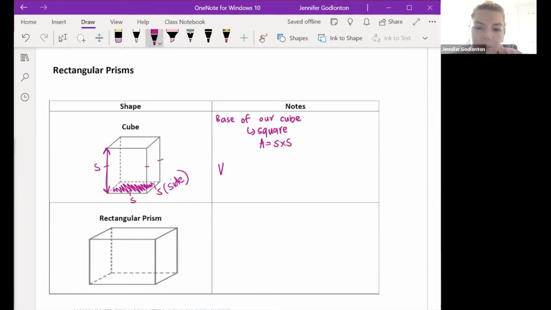So if we're wanting to work out the volume of our cube, it's just going to be side times side, that's our base, times side, which is our height. And another way of writing that is just to say it as side cubed. So we can write it as side times side times side, or we can write it as side cubed. So when we're working out the volume of a cube, our volume is equal to side cubed. Does anyone have any questions about that cube before we move on to the rectangular prism?